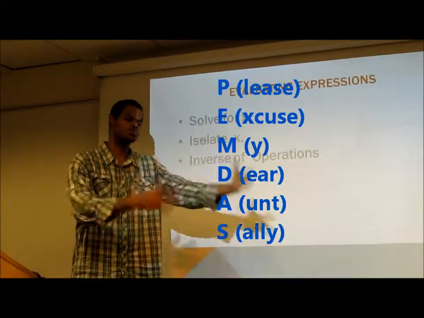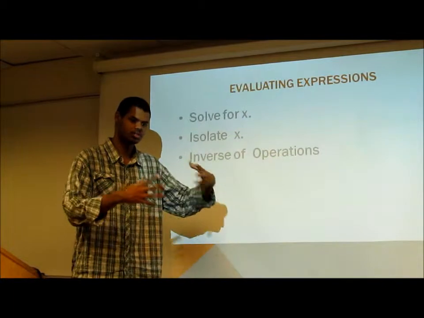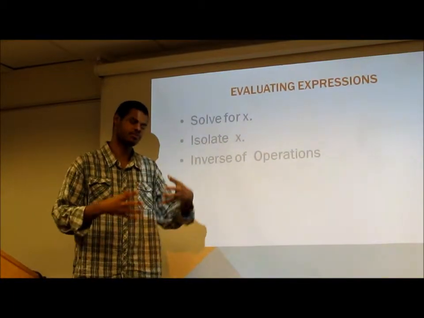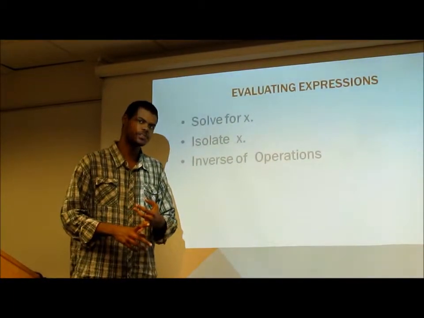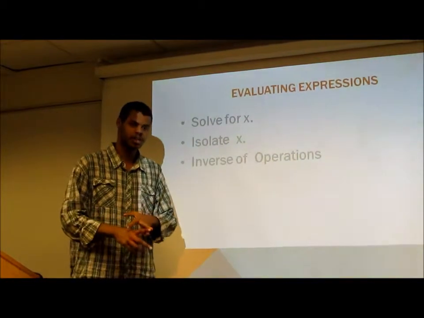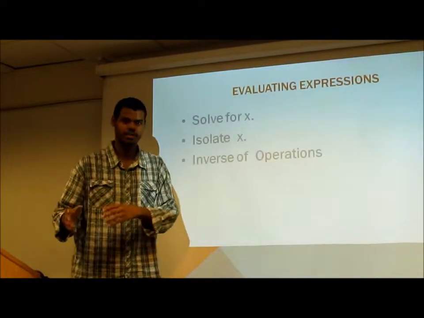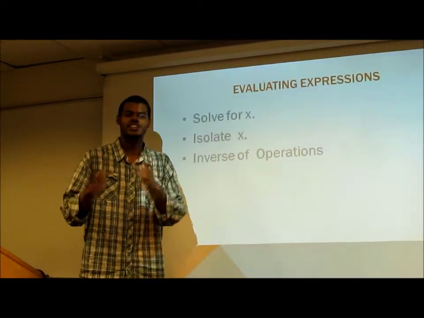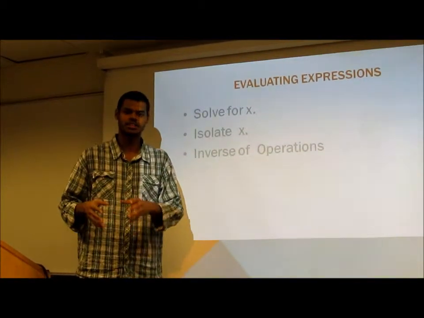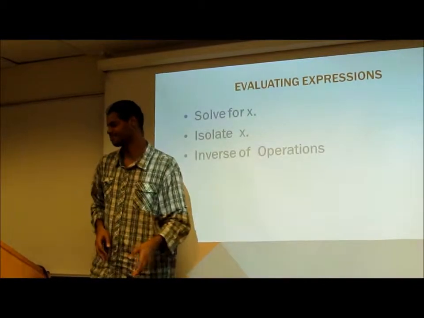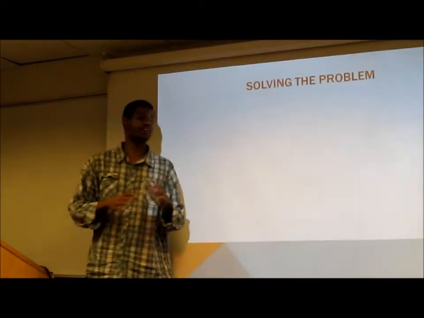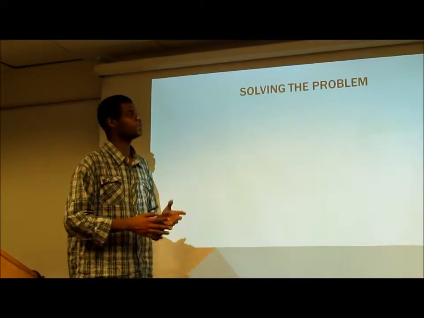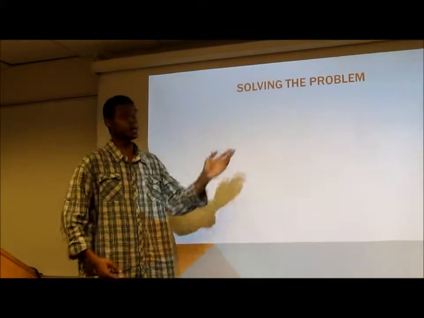Parentheses or any kind of grouping symbols are done first. Then exponents, then any kind of multiplication and division from left to right. That's the way you're looking at it. And addition and subtraction is done last, from left to right. But when we evaluate expressions, we go in reverse order. So here's how we're going to solve the problem.